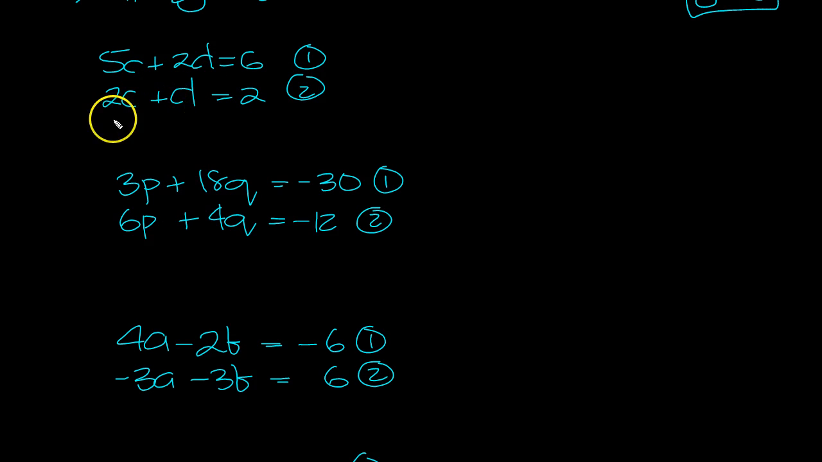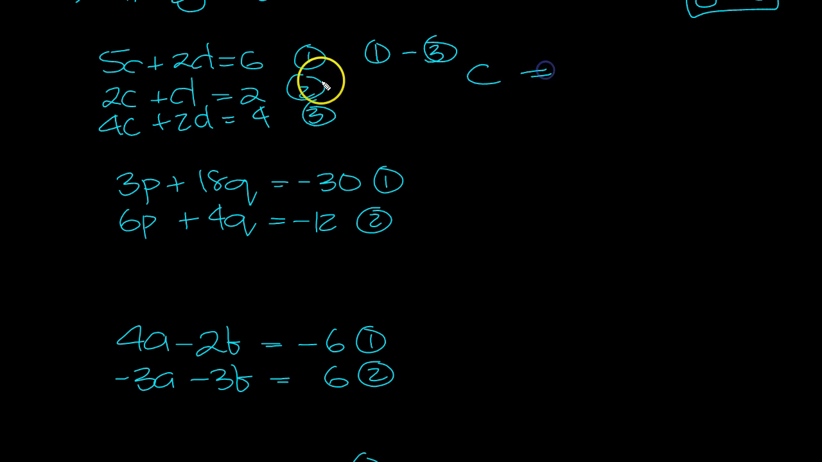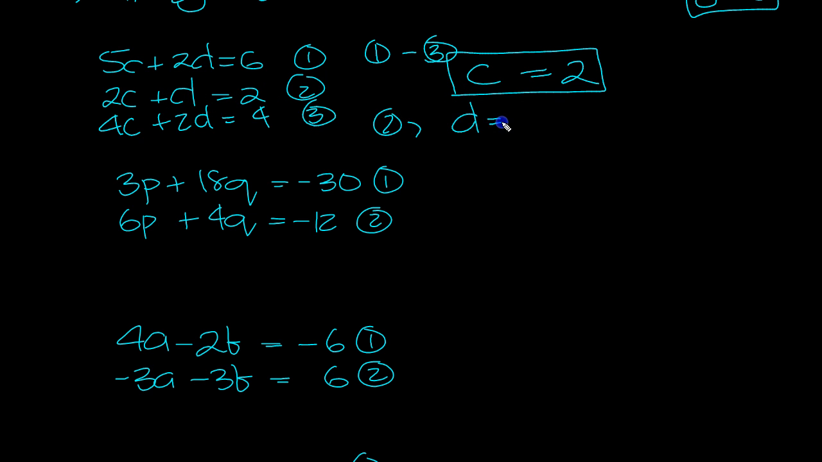Double this one, so 4c plus 2d equals 4, that's number 3. Double this side equals double that side. Now these are the same, we can take them away. Take this, take that, 1 take 3, because that was bigger. 5c take 4c is c. 2d take 2d goes. 6 take 4 is 2. So c is 2. And we can get d from here. So d is equal to 2 minus 2c, isn't it? Which is 2 minus 2 2's are 4. So d equals minus 2.